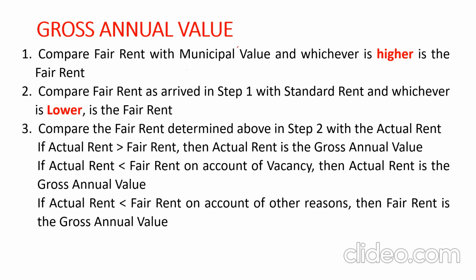Now, if the actual rent is greater than fair rent, then actual rent is the gross annual value. If the actual rent is lower than fair rent on account of vacancy, then actual rent is the gross annual value. If actual rent is less than fair rent on account of other reasons, then fair rent is the gross annual value. Fair rent is nothing but a rent which a similar property would fetch in the same or similar locality.